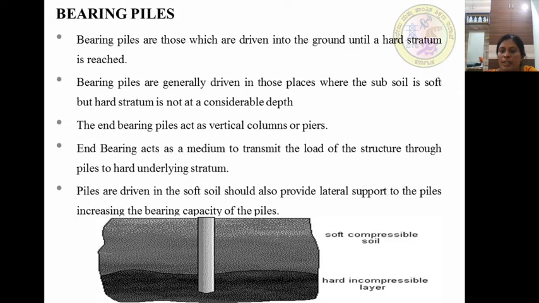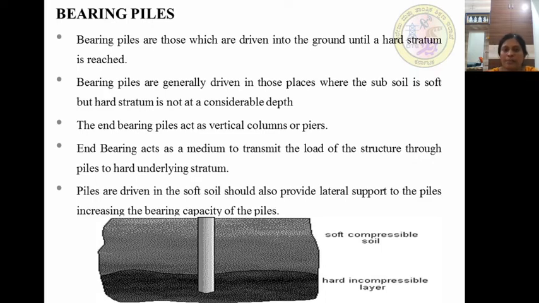These piles are also called end bearing piles because the lower end of the pile can withstand the load acting on it, and it also acts as a medium to transmit the superstructure load to the strata. It does not have considerable depth because it has to be driven till it reaches hard strata. The figure shows the bearing piles. The upper layer of the soil is soft, compressible soil, and the pile reaches the hard strata, that is, the hard incompressible layer.